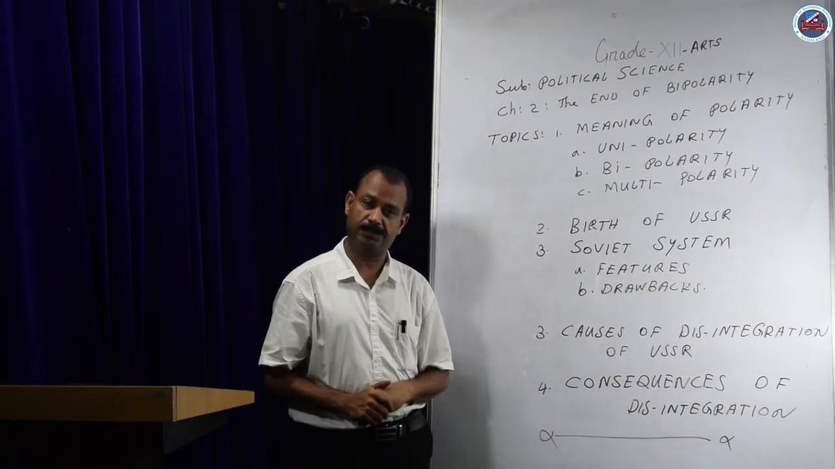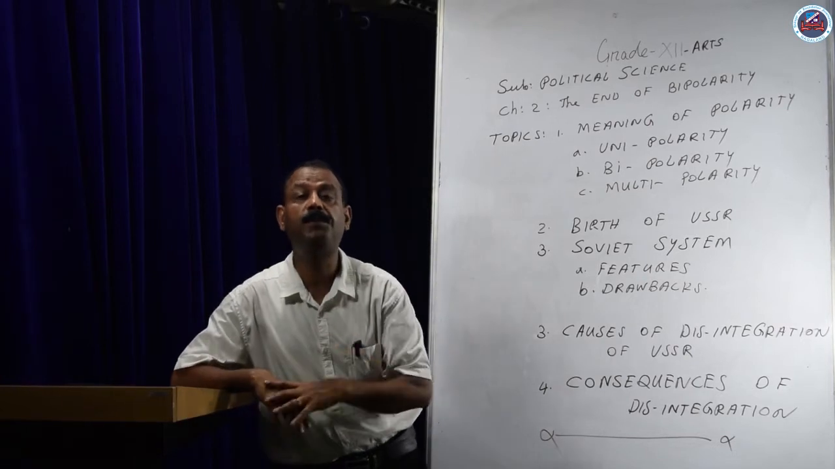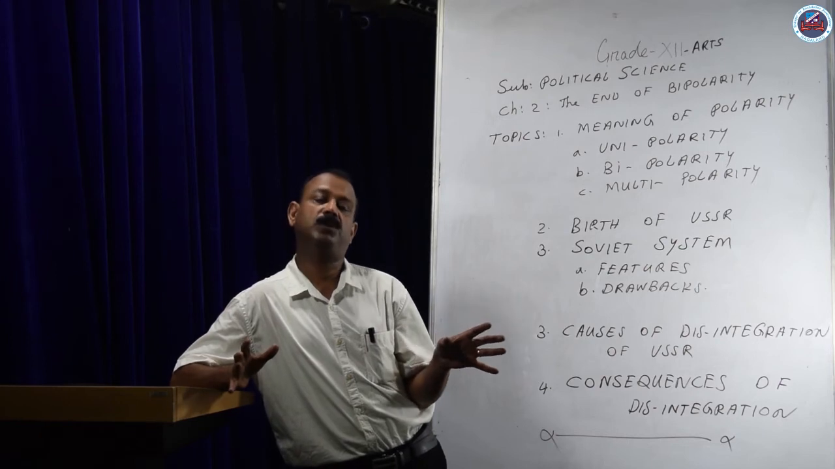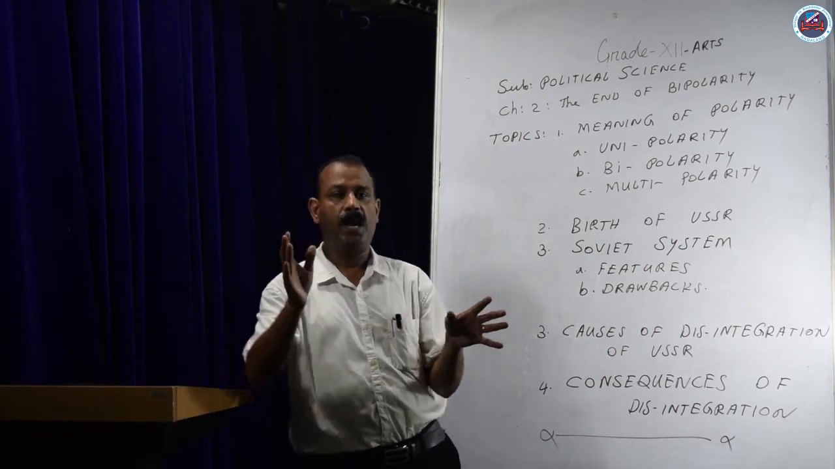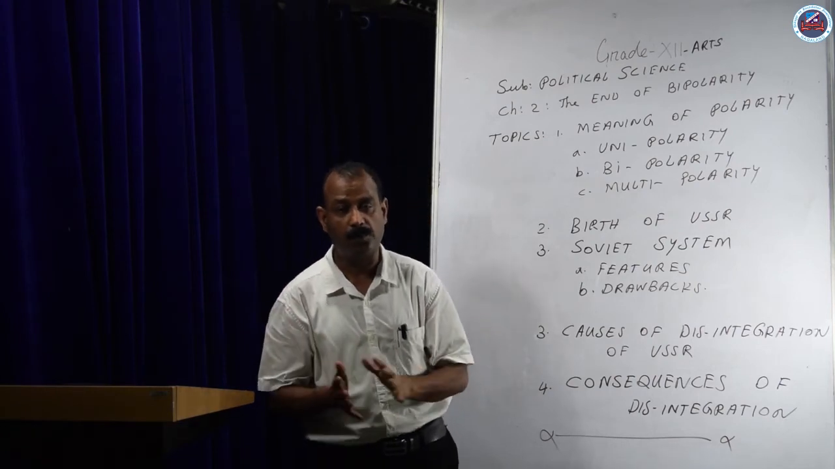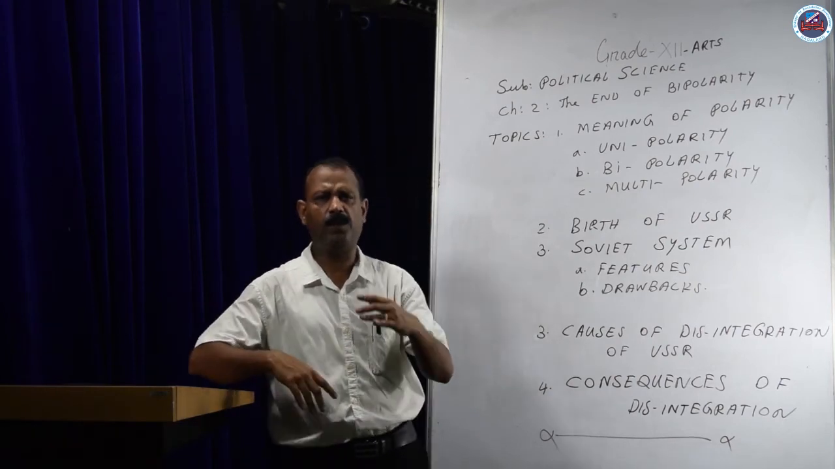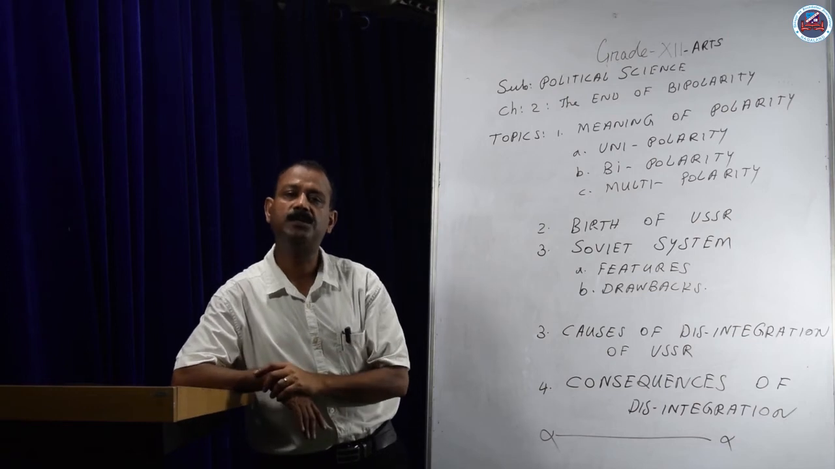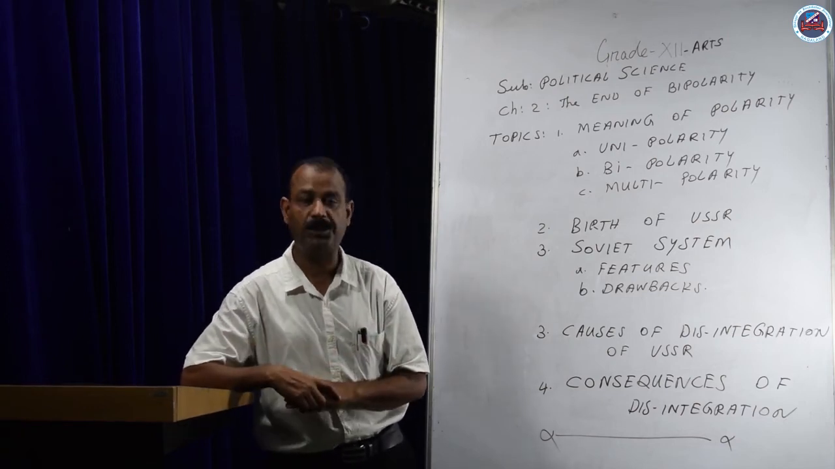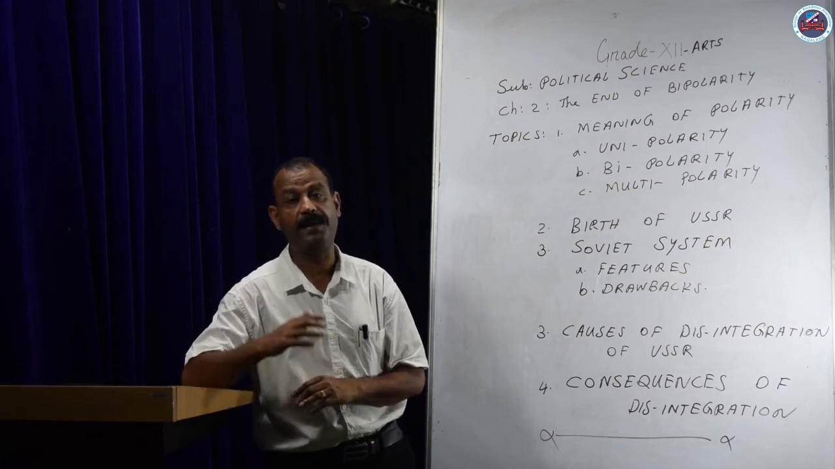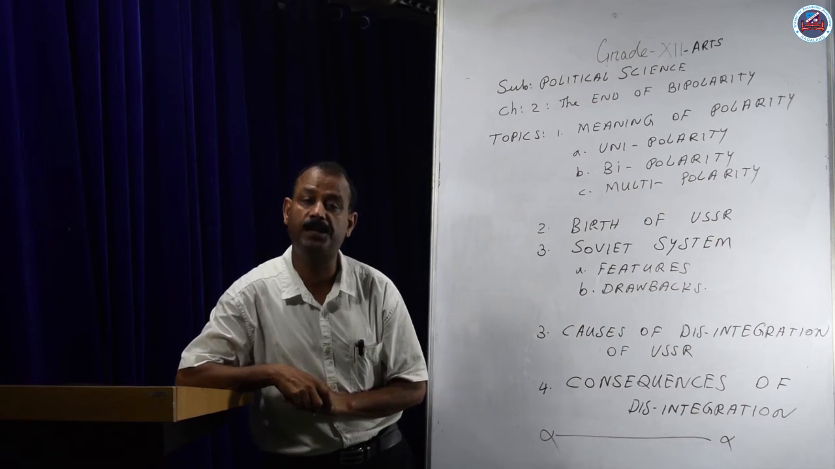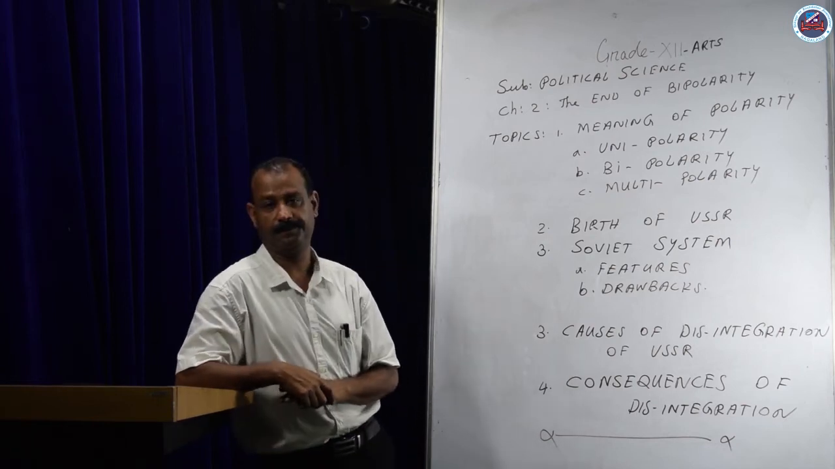The third reason was corrupt bureaucrats. Bureaucrats are the government servants. As you know, almost all the means of production were owned by the government. There were a large number of government servants, and they became corrupt. And towards the end, corruption reached its peak. And that was another reason for the disintegration of USSR.